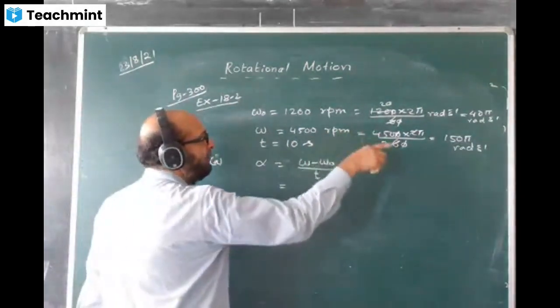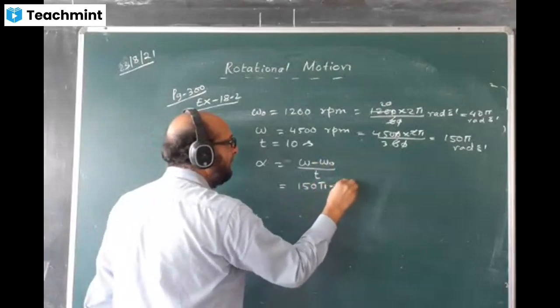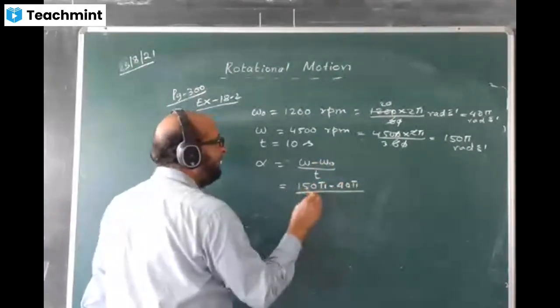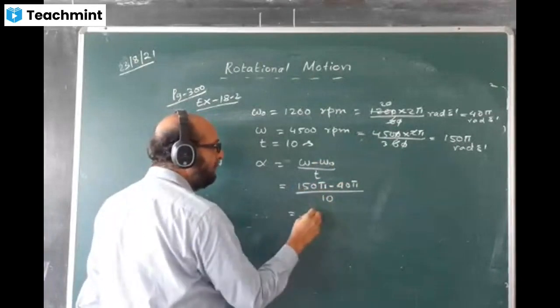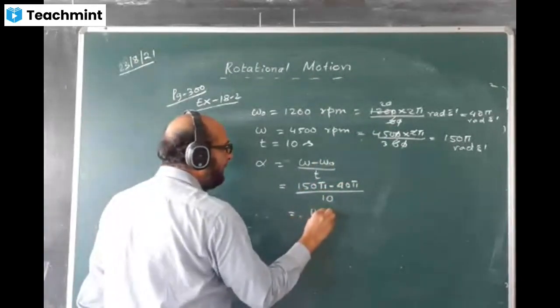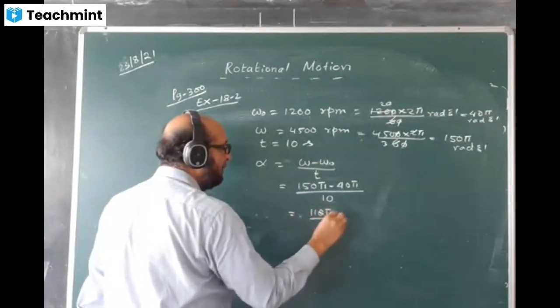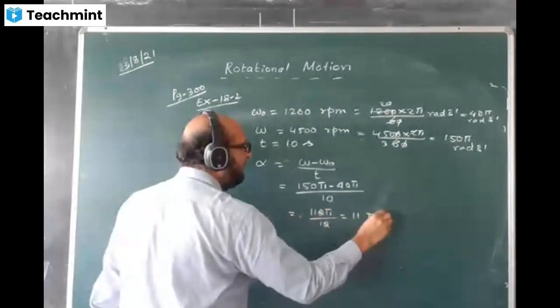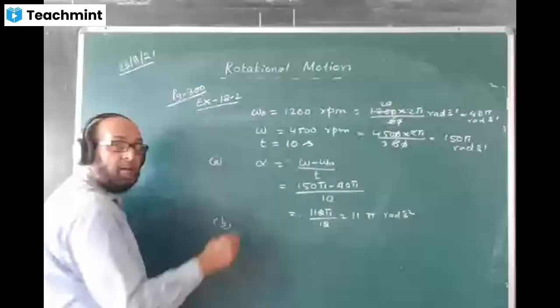Omega value we have is 150 pi, omega naught is 40 pi, and the time is given as 10. Now you can find that 150 pi minus 40 pi, divided by 10, so the answer is 11 pi radian per second squared.